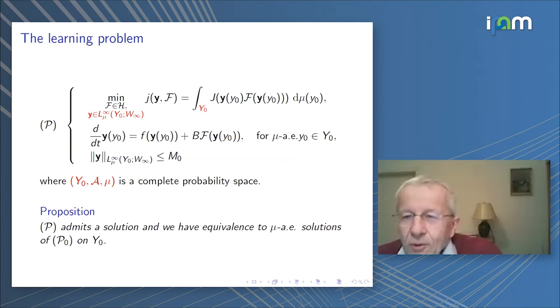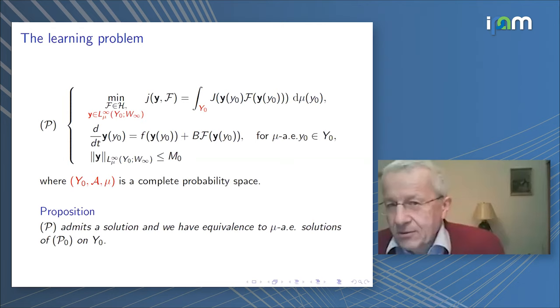All right. Now, next step is to solve it. Even if the dynamical system is finite dimensional, the F here is infinite dimensional, it's in a function space. So I need to approximate it. And here is where the neural network sets in. Within the learning problem, we are going to approximate the feedback function by a neural network.